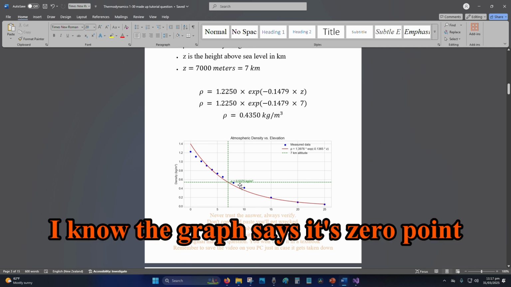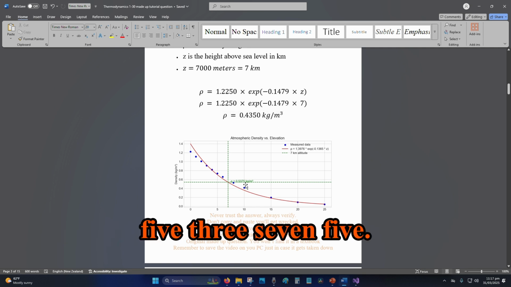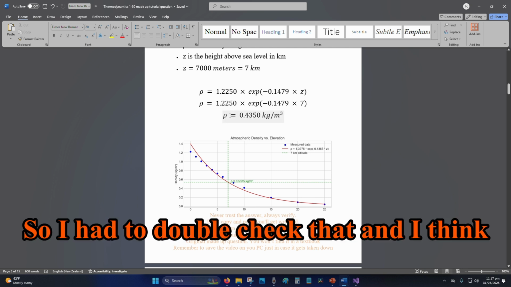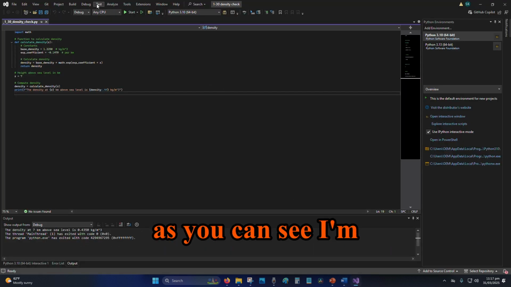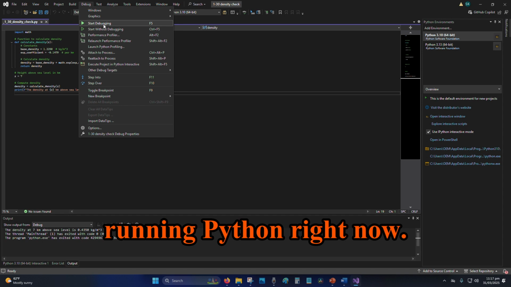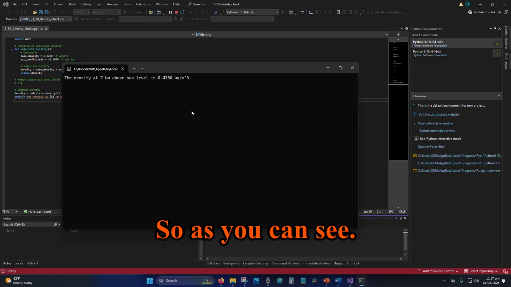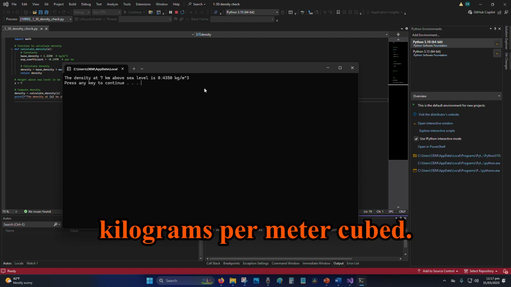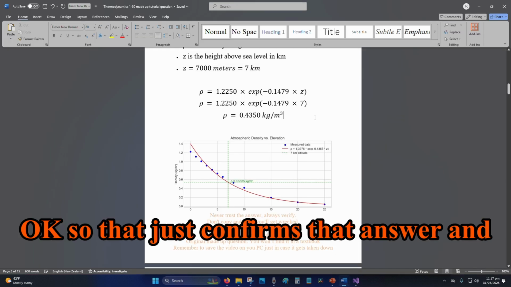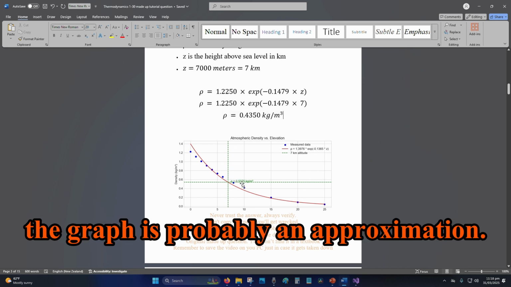I know the graph says it's 0.5375, so I had to double check that, and I think the graph is an approximation. As you can see, I'm running Python right now, so at 7 kilometers it is 0.435 kilograms per meter cubed. Okay, so that just confirms that answer, and the graph is probably an approximation.